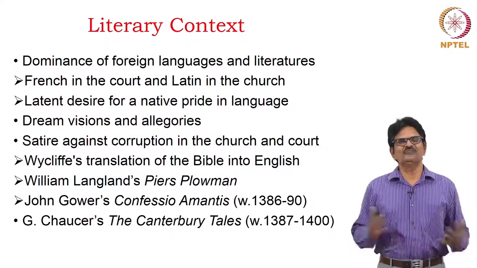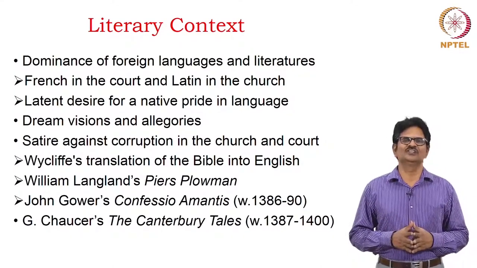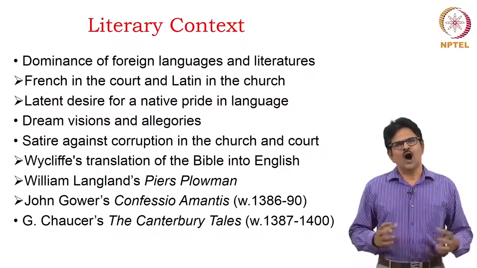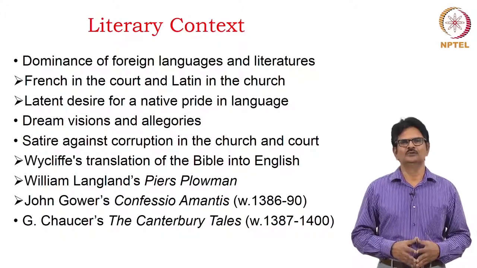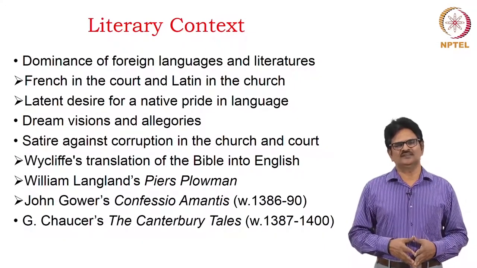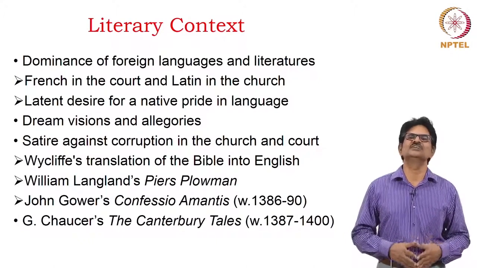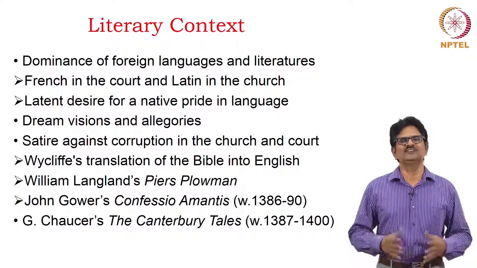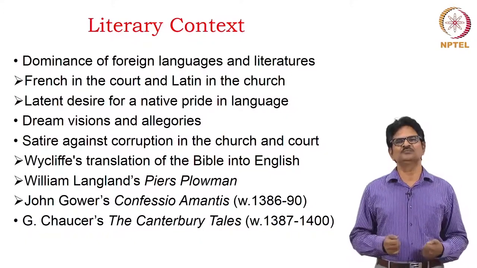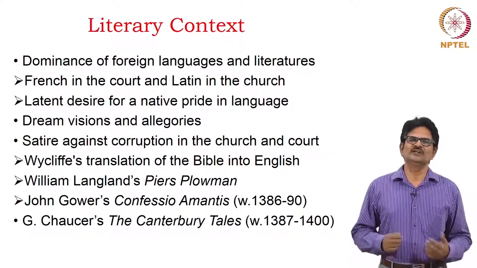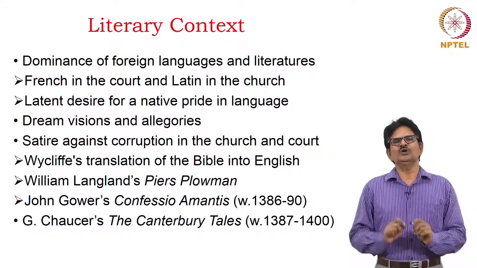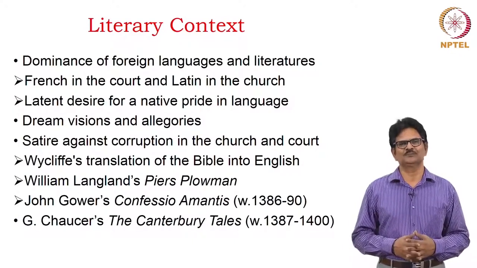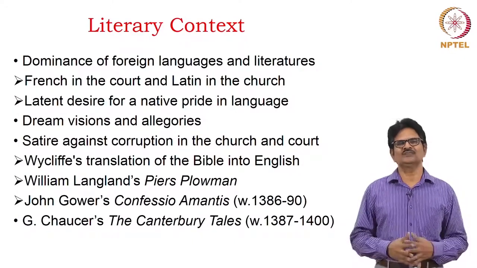In this period, we find two major forms of literature called dream vision and allegory. Both of them are intermingled in some way. These dream visions and allegories were satires against corruption in the church and also in the court. We have two major examples of this satire: William Langland's Piers Plowman and John Gower's Confessio Amantis. Though the title is Latin, John Gower wrote his poem in English. Next, we have Chaucer's own Canterbury Tales.